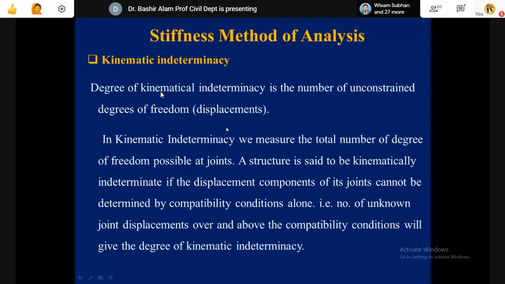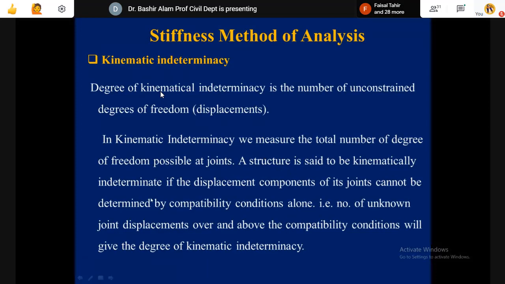If it is not allowing, it means it is kinematically determinate. Otherwise, depending on the number of these displacements, you will be counting those, and that will become the degree of kinematic indeterminacy of that particular joint. For the whole structure, you sum those unknown displacements, and that becomes the total kinematic indeterminacy of the structure. In kinematic indeterminacy, we measure the total number of degrees of freedom possible at joints.